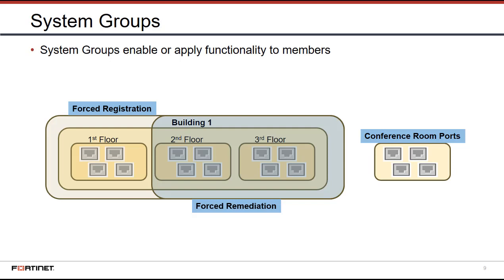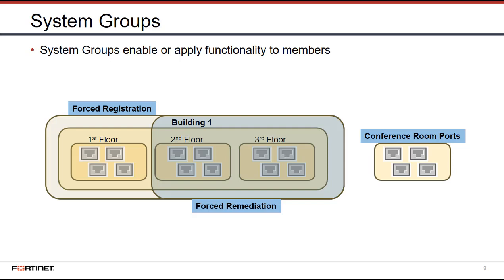But if that host were to connect in a port on the second floor, then the same thing would occur as when the registration took place. The port would be shut down, the link would drop, the port would be moved into the quarantine VLAN, and then the port would be brought back up, and now the host would be in the quarantine VLAN and forced to remediate.